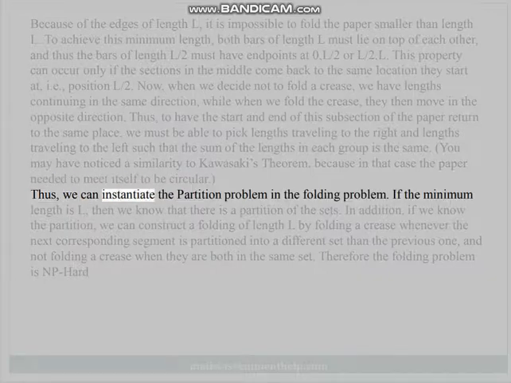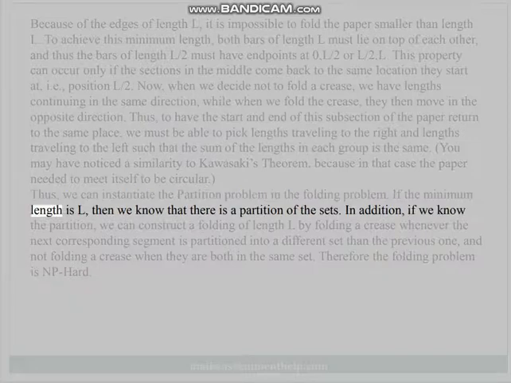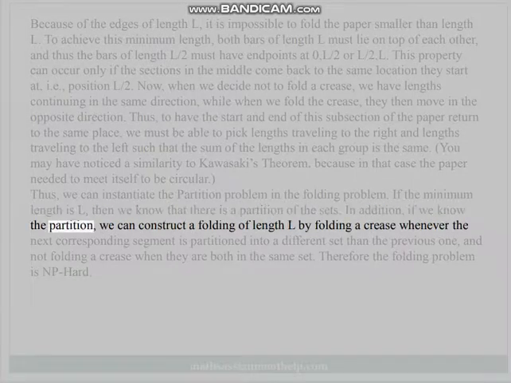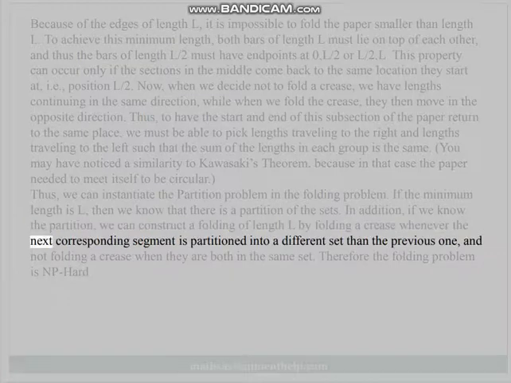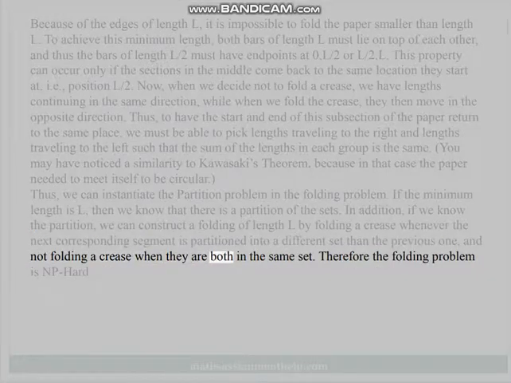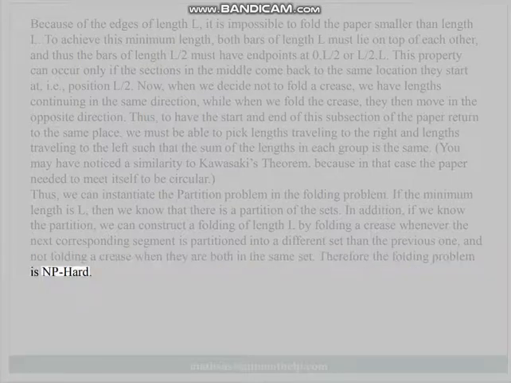Thus, we can instantiate the partition problem in the folding problem. If the minimum length is L, then we know that there is a partition of the set. In addition, if we know the partition, we can construct a folding of length L by folding a crease whenever the next corresponding segment is partitioned into a different set than the previous one, and not folding a crease when they are both in the same set. Therefore, the folding problem is NP-hard.